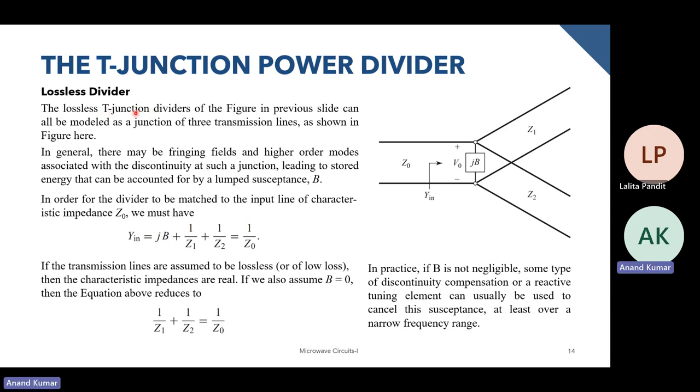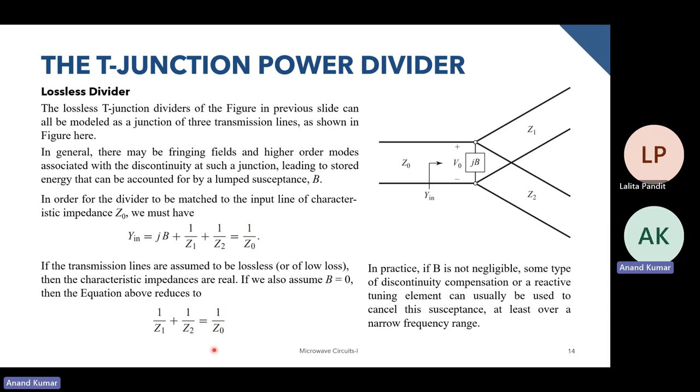And then we started our discussion of the lossless power divider. In this particular case, all we needed to do was match the admittance at this junction over here. If the admittance is Y_in, and the admittance from over here is 1/Z1 and 1/Z2, we had to satisfy this condition over here. And jB was the losses at the junction. So if there is no loss at the junction, it reduces to this equation over here.